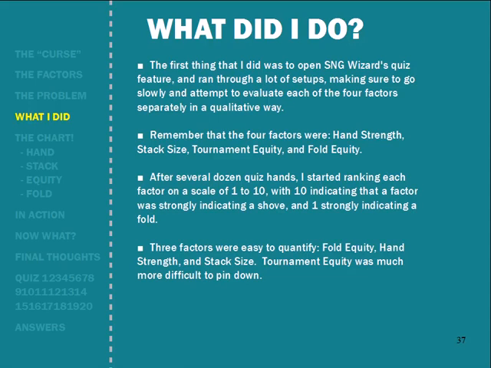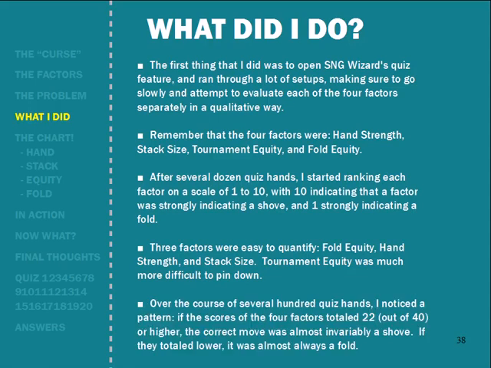Stack size again was easy. If you have 10 blinds, you have a big stack, so the blinds don't help you as much, and that sort of indicates a fold. If you have a small stack size, then the blinds help you a lot more, and that indicates a shove. And the fourth one, tournament equity, was much more difficult to pin down, and I'm going to get into how I finally tackled that later.